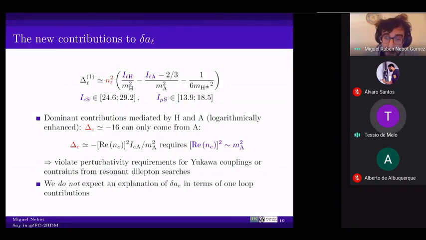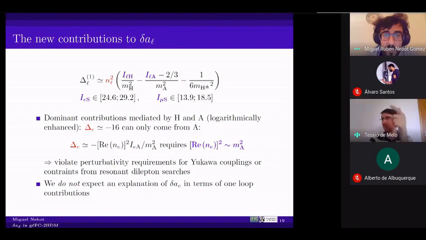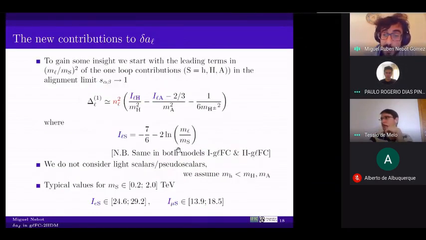In the case of a new scalar larger than the Higgs, would you expect a bigger contribution to this delta L because the mass goes in the denominator? Yes, that is true.